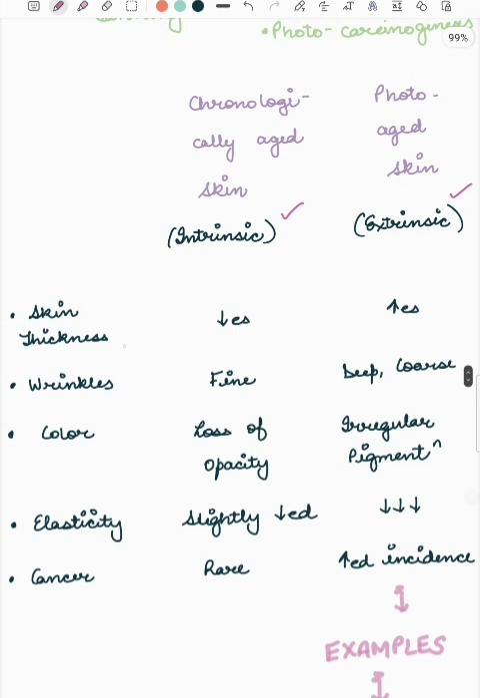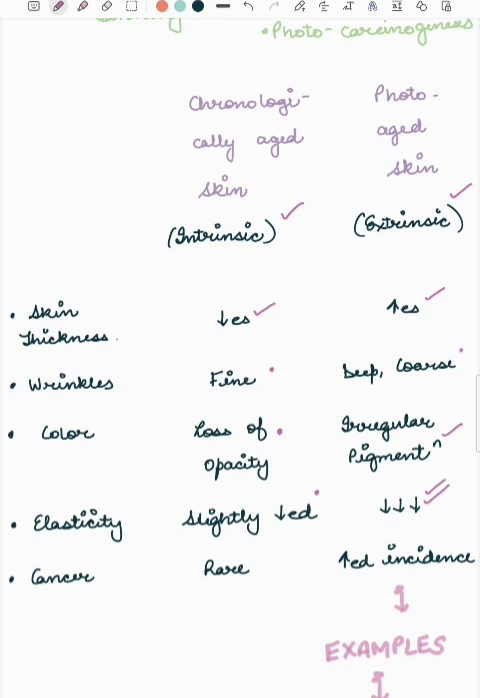So in a chronologically aged skin, the skin thickness usually decreases. But in a photo-aged skin, the skin thickness usually increases. Wrinkles, okay, in chronologically aged skin, you will have fine wrinkles. But in a photo-aged skin, you will have deep and coarse wrinkles. The color of the skin, in chronologically aged skin, there will be some loss of opacity. Whereas in photo-aged, there will be irregular pigmentation. The elasticity of the skin, in a chronologically aged skin, will be slightly decreased, but in photo-aged skin, it will be very drastically decreased. Cancers are rare in chronologically aged skin. The incidence is more in photo-aged skin.